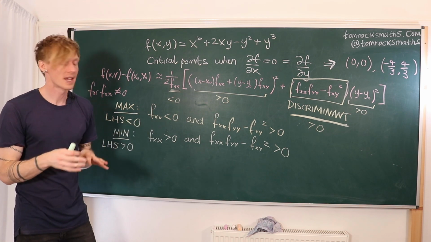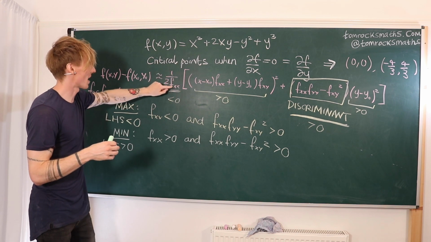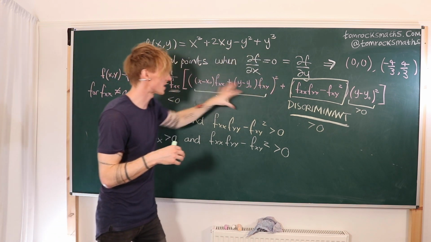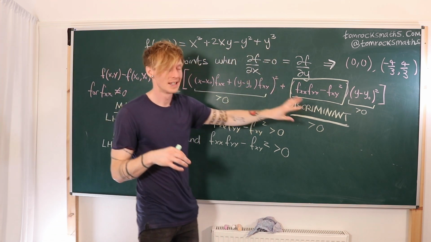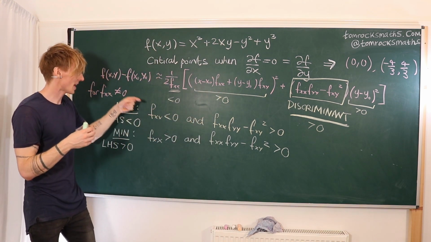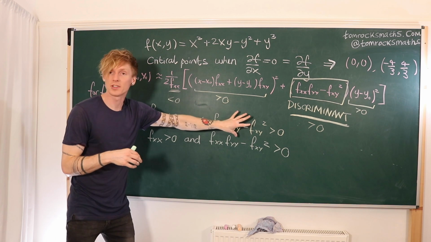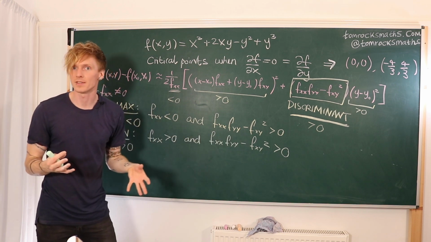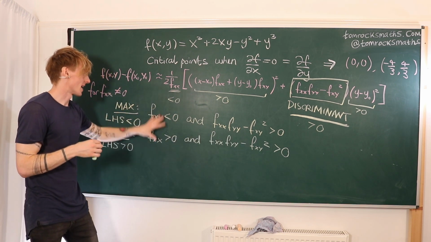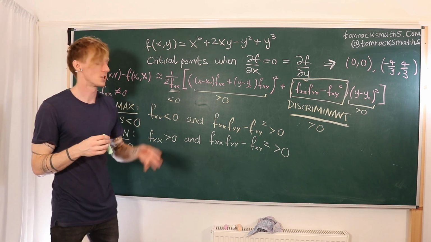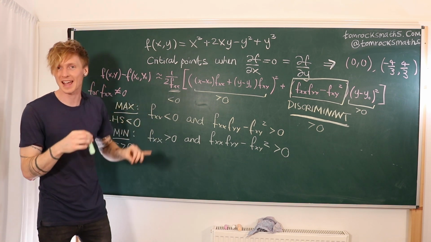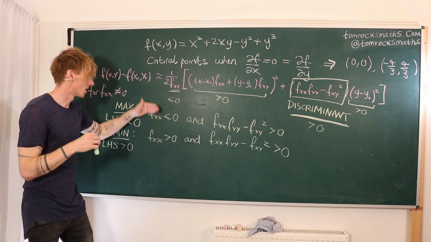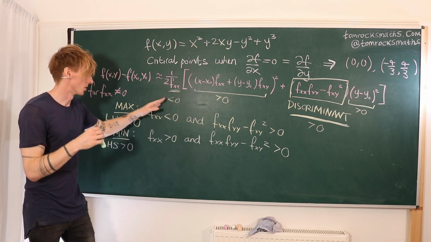It is worth pointing out that instead of factoring out fxx, I could have factored out fyy. It ever so slightly changes this. The discriminant is unchanged, and so you can either have fxx being negative and a positive discriminant for a maximum. That could also be fyy being negative and a positive discriminant. And similarly, you could check the sign of fyy for the minimum. It doesn't matter if you check one of fxx or fyy. If you have a positive discriminant, the sign of fxx or fyy, either one will determine if you have a max or a min.